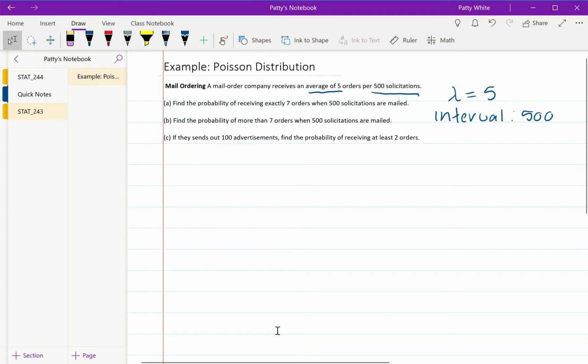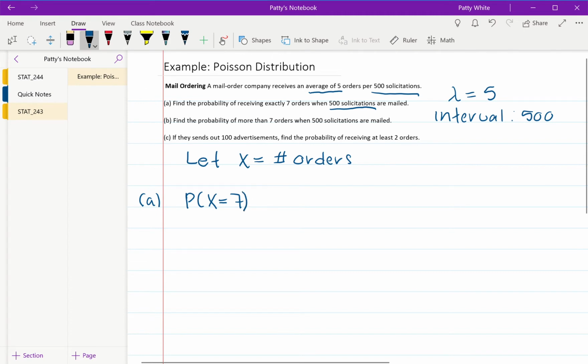Part A says find the probability of receiving exactly 7 orders when 500 solicitations are mailed. We still have that interval of 500, so we can use our lambda of 5. To answer this, we need to start by defining our random variable. Let x equal the number of orders received, because part A asks for the probability of exactly 7 orders. So the probability that x is equal to 7.